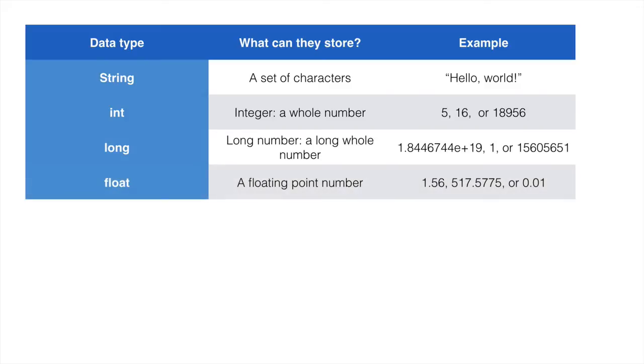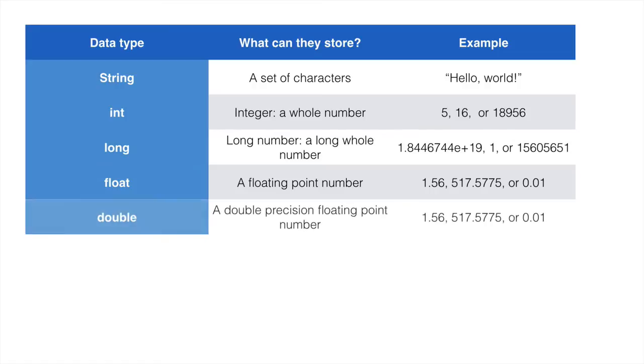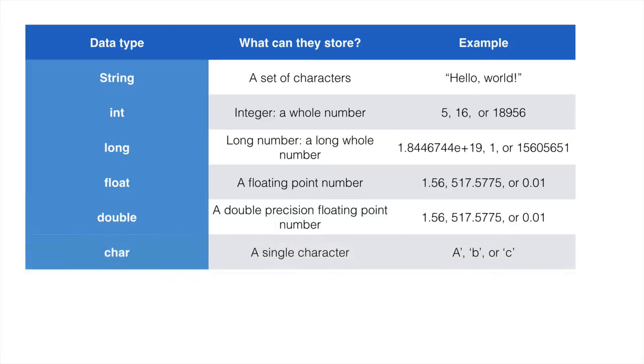Then we have float. Float is a floating point number, such as 1.56 or 0.01. And then, just as long is to int, double is to float. So double is a double precision floating point number. It's essentially float, but longer. Most of the time, actually, we use doubles instead of floats. So we use mostly strings, ints, and doubles. Then we have char. Char is just like a string with one character. So for example, A, B, or C.